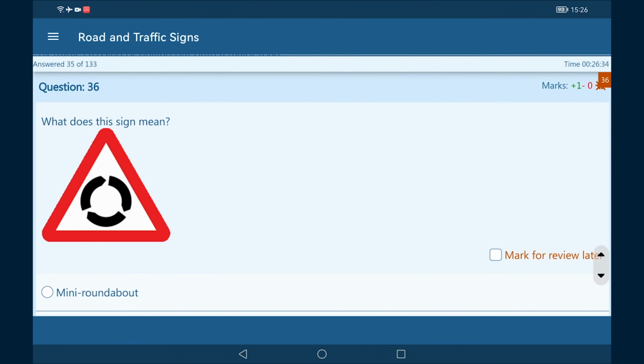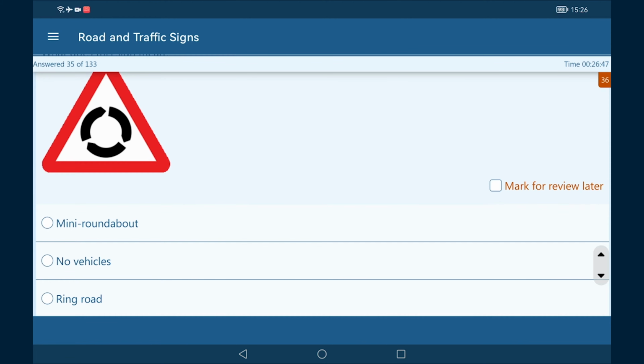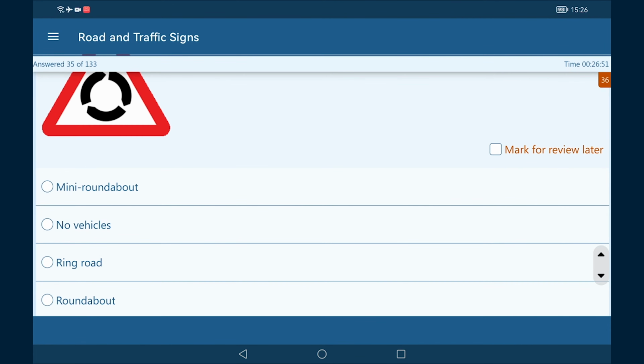Option 1. Mini roundabout. Option 2, no vehicles. Option 3, ring road. Option 4, roundabout. The correct answer is option 4, that is roundabout.